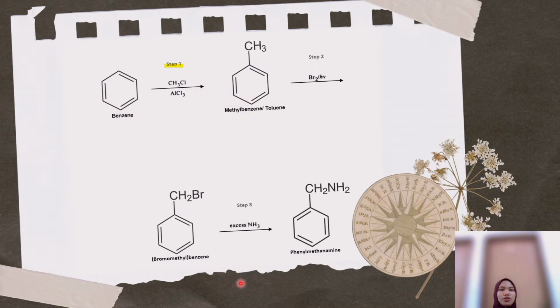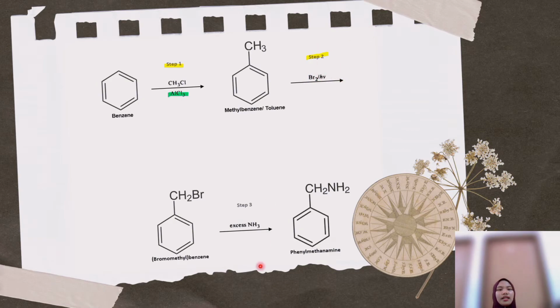We are going to use a Lewis acid as catalyst, aluminium trichloride. This is the catalyst. And then when the benzene reacts with the chloromethane, it will produce toluene. Step 2, bromomethylbenzene can be synthesized by the bromination of toluene under conditions suitable for free radical halogenation.